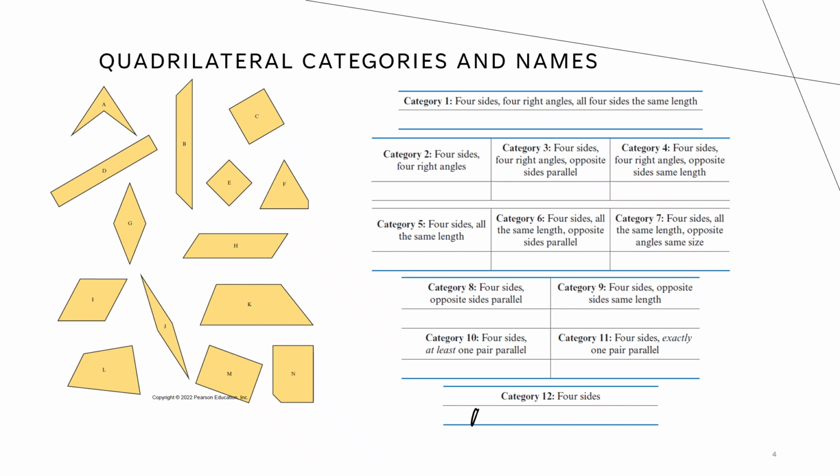And category 12 was all but N. N has this weird bite taken out of it. So what do we call something that has four sides? We call it a quadrilateral.